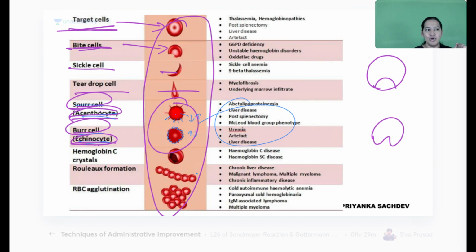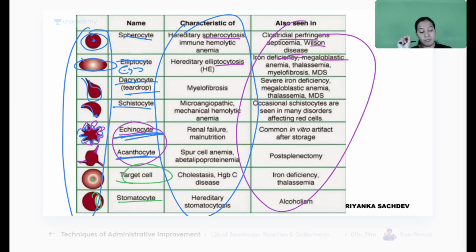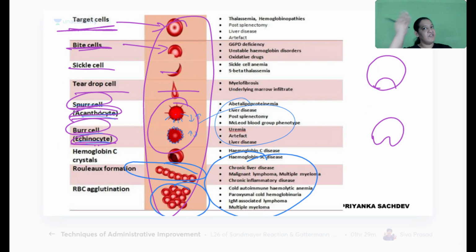I tried hard. You should know Rouleaux formation. You should know RBC agglutination. You should know the conditions in which they are seen. Please learn this table and this table. You can expect an image-based question from these two tables together. Everyone give me a thumbs up.